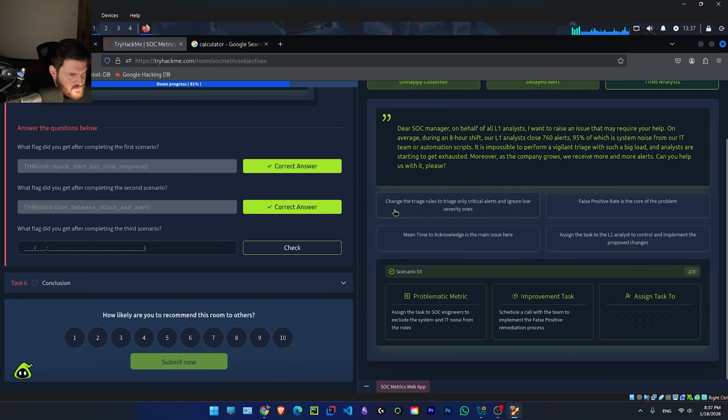All right. Mean time to acknowledge is the main issue here. Change the triage rules to triage only critical. No, false positive rate is the core of the problem. That's the core of the problem. 95%. Schedule a call with the team to implement the false positive remediation process and then assign to the SOC, right? Assign the task to the L1 analyst to control. No. Wait. Implement the proposed changes, and assign the SOC engineers to exclude the system and IT noise from the rules. I would say this.